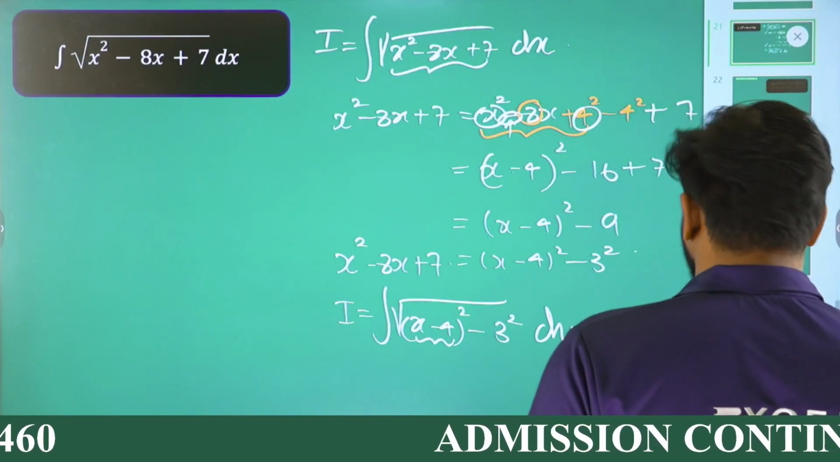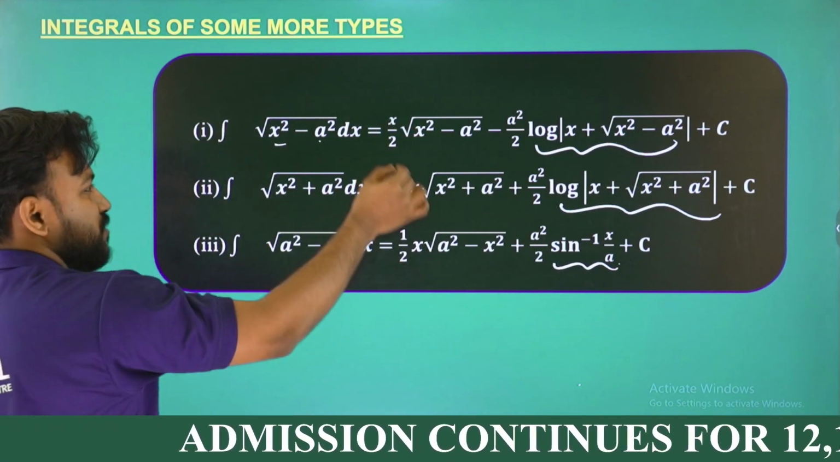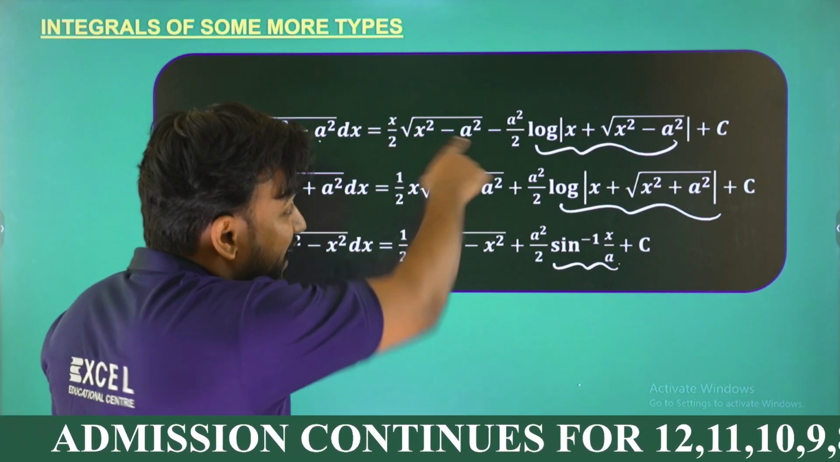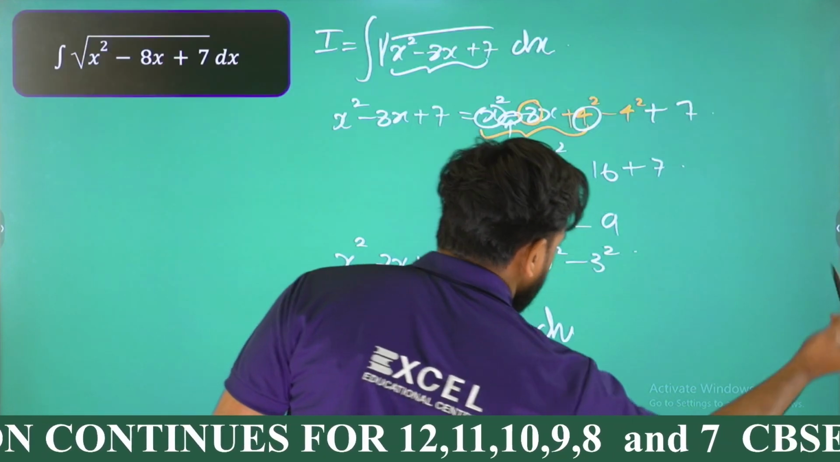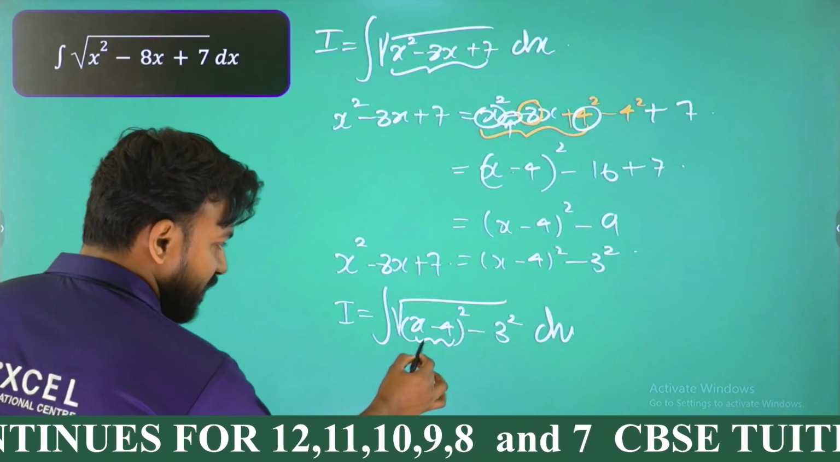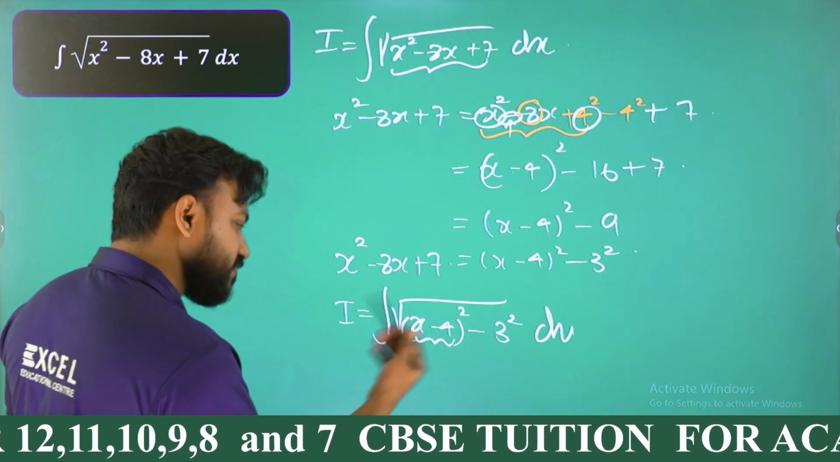Sorry. Which format? Root of x square minus a square. It will be x by 2 root of x square minus a square minus a square by 2 log mod x plus root of x square minus a square plus c. So listen, here instead of x we have x minus 4. The derivative of x minus 4 is 1. So we don't need to do substitution here.